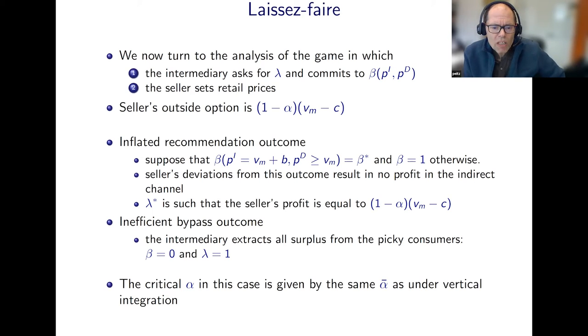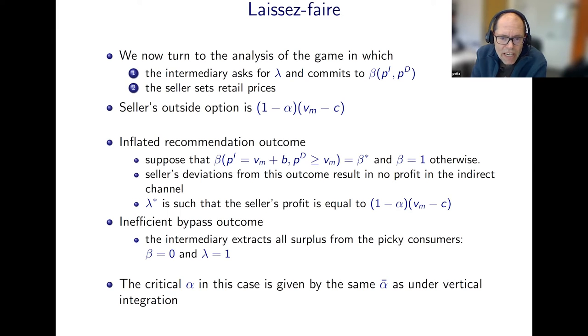What will happen in this model? Well, it will do exactly the same thing as in the vertically integrated model. So the solution will be in a way decentralized. And why that is the case, it's easy to see that the seller's outside option is always to sell to flexible consumers in the direct channel. So it can sell at VM, incur the unit cost C, and sell to the fraction 1 minus alpha consumers. So that's what the seller can make for sure. But the seller cannot make anything on top of that.